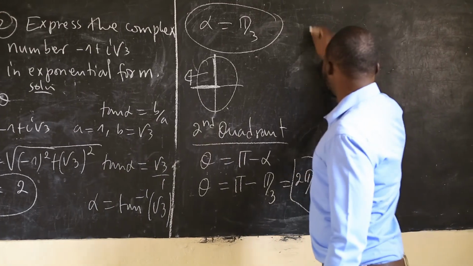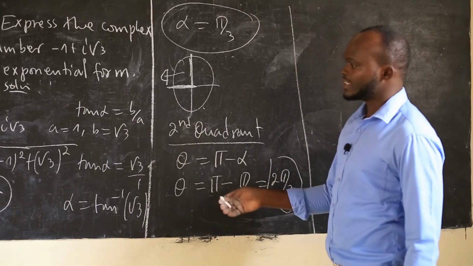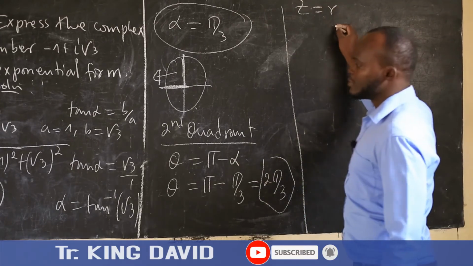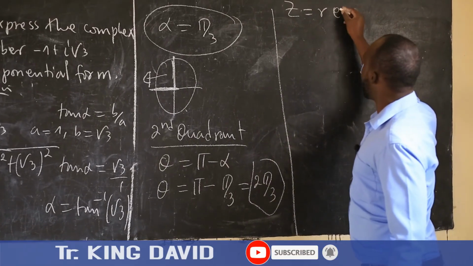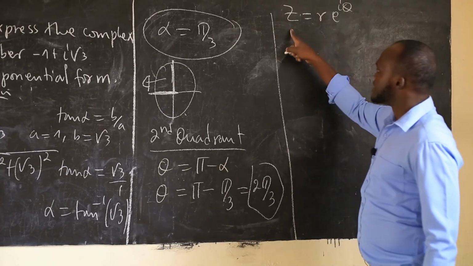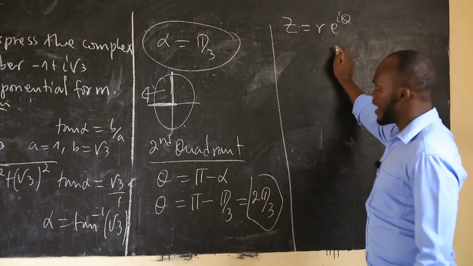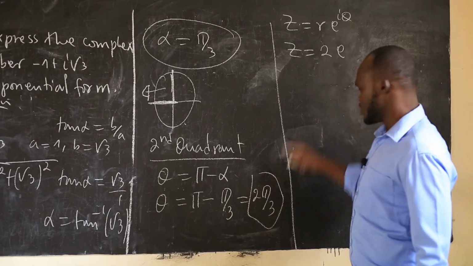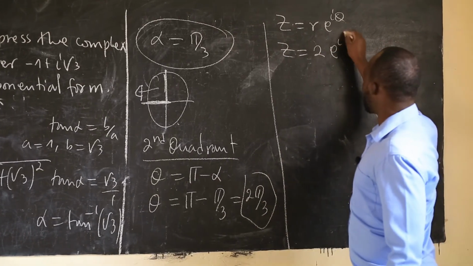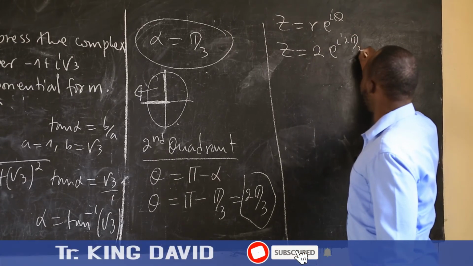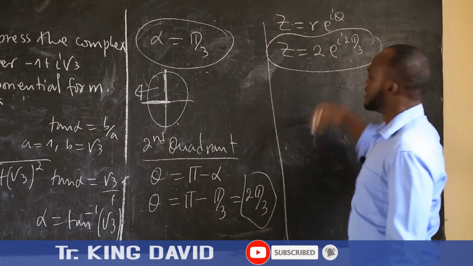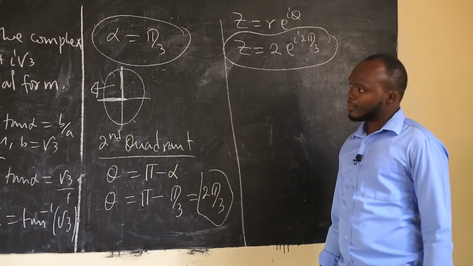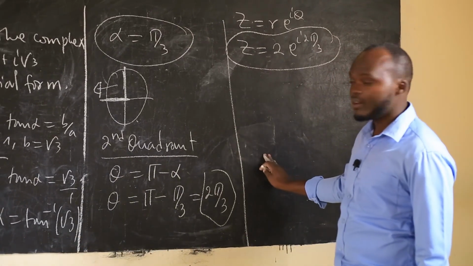After getting our argument, I just write z in the polar form, which is the exponential form, which is e power i angle. Z equal to r e power i angle. So we have r equal to 2. We have the angle, which is 2 pi over 3. That is 2 e power i 2 pi over 3. That's how we write algebraic form into exponential form.